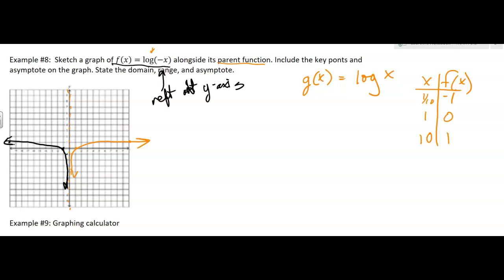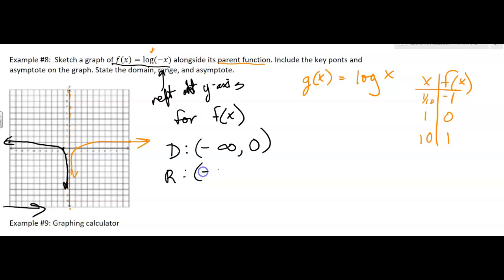And then what's the domain for f of x? For f of x, domain is going to be -infinity to 0. So remember, domain is the x values, we're going this way from -infinity up to 0. The range is going to be all real numbers. And the asymptote, it didn't move. So we get x equals 0.